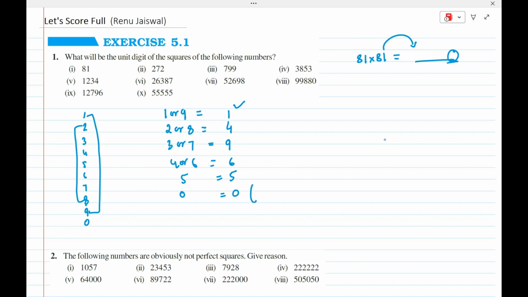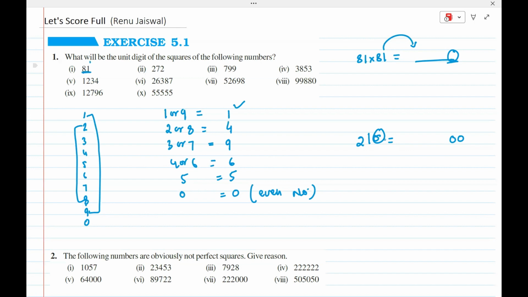But always the number of zeros will be even. Suppose I'm finding the square of 210, its square will contain an even number of zeros, double of it. So in a perfect square, there cannot be an odd number of zeros. So using this property, let's find out.